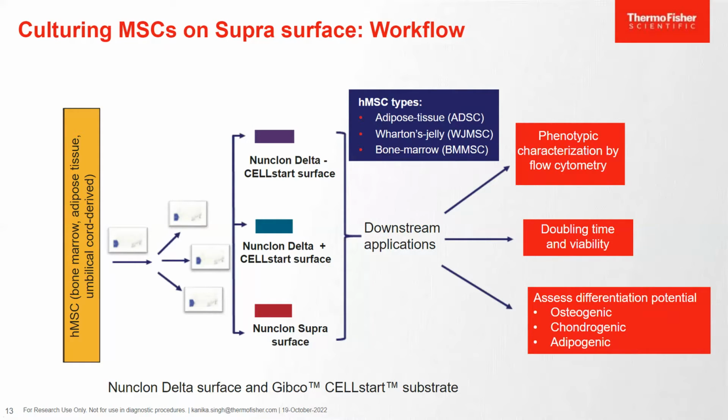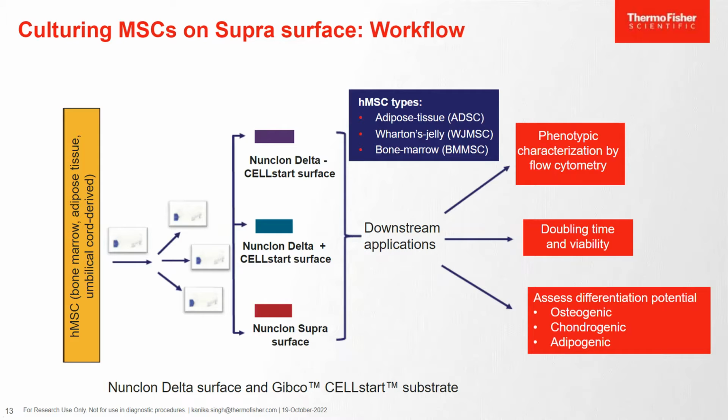These three cell types have been cultured on three different surfaces. The first surface is Nunclon Delta surface, which is not coated with any ECM. To clarify, Nunclon Delta is the regular plastic surface you use in your lab to grow your cells, and CellStart is the ECM coating, which we are going to talk about. So the first surface we did not coat with any ECM. The second surface is Nunclon Delta surface coated with CellStart. And the third surface is the Nunclon Supra Surface, which is of course not coated with any ECM.